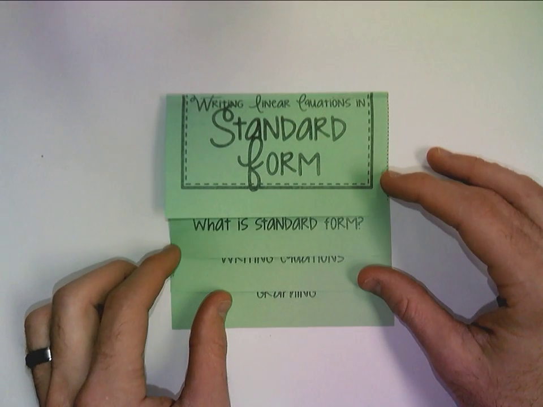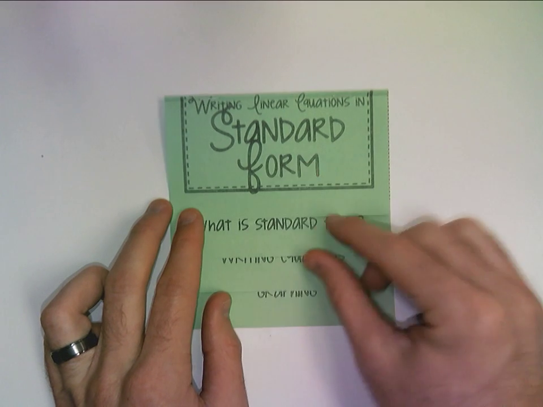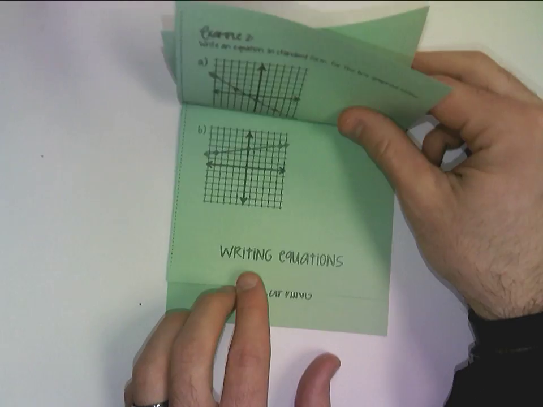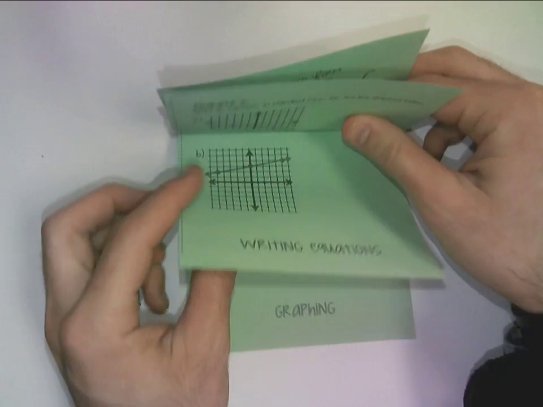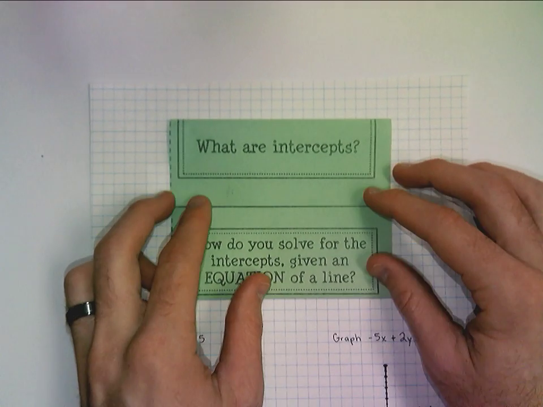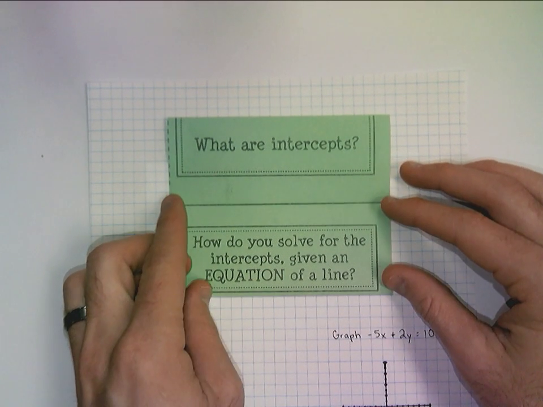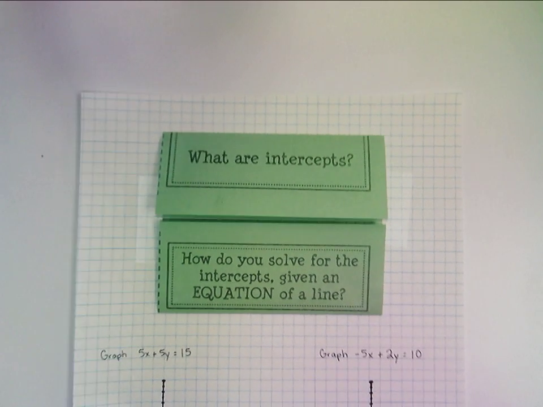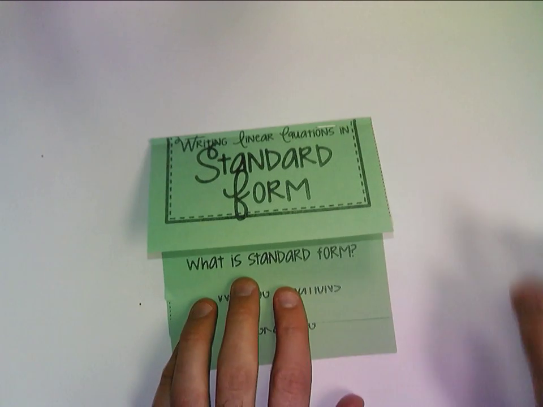So we're going to have two different foldables today. One of your foldables is going to look like this, writing linear equations in standard form. So we'll be looking at what is standard form, writing equations in standard form, as well as graphing equations in standard form. We'll also be taking a look at a second way to work with equations in standard form, and that's using x and y intercepts in order to graph the line. So you'll need both of these. And we'll start with the writing linear equations in standard form. So this one here.